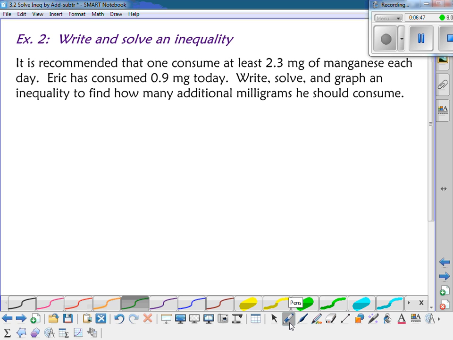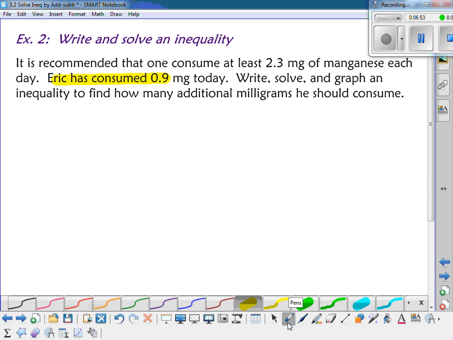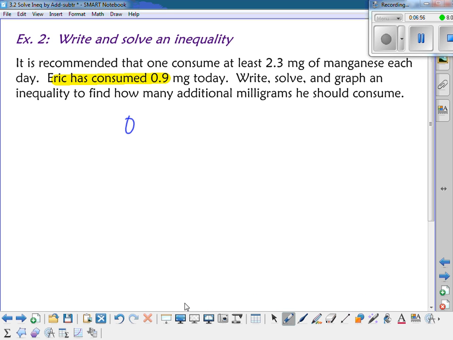Alright, so where we're starting is that Eric has consumed 0.9. So I'm going to start off with that 0.9 milligrams that he's already eaten. And he has to eat some amount more. I'm not sure how much more. So I'm just going to say plus M to represent the manganese that he needs to.